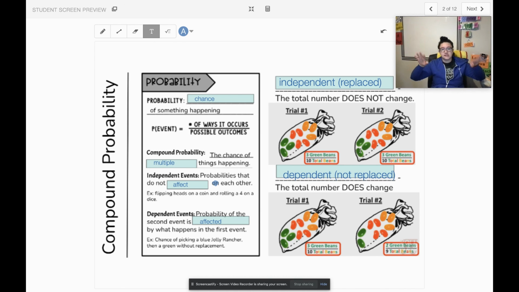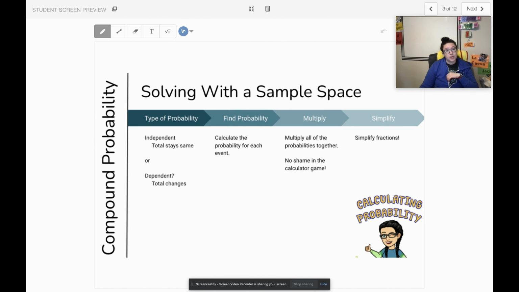Independent, they are the same numbers both times. And the dependent, they're going to change a little bit. If you have any questions on this vocab, let us know. Otherwise, you can go ahead and move on to the next slide where we go over solving compound probability with sample spaces.